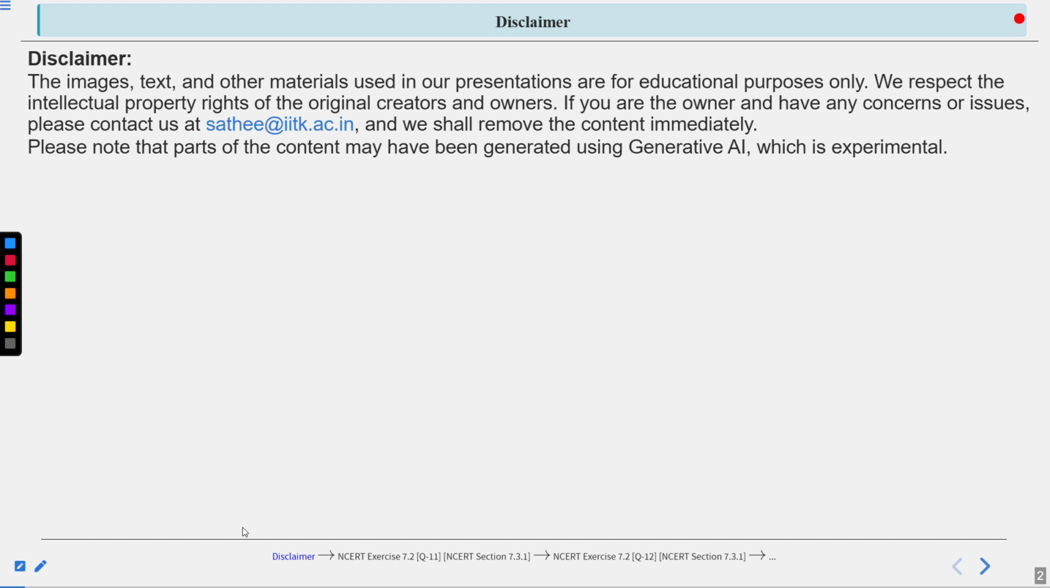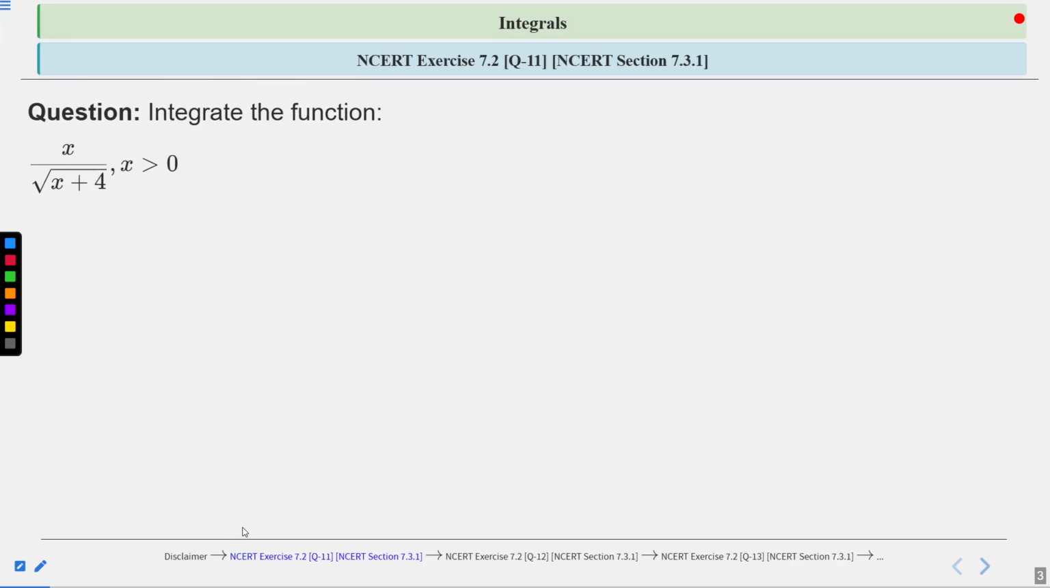So let's start. Our question is to integrate the function, and the function is basically x upon root over x plus 4, and x is greater than 0. So how can we integrate this?